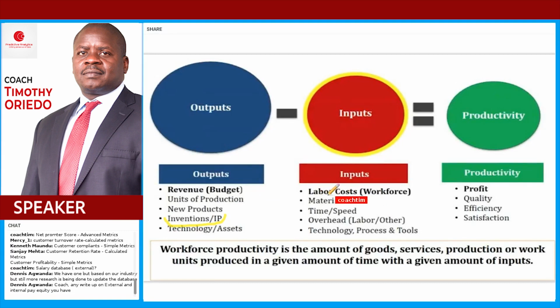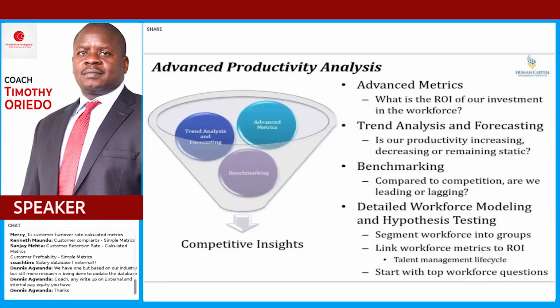Then the other part is inputs. On the inputs, you have labor costs, which is the work cost, you have material costs, time and speed of production. We have technology, processes, and tools again. Key things that you need to measure, and then all of it going into productivity: profit, quality, efficiency, and satisfaction. This is just a view, perhaps to help you understand where this conversation is built towards.